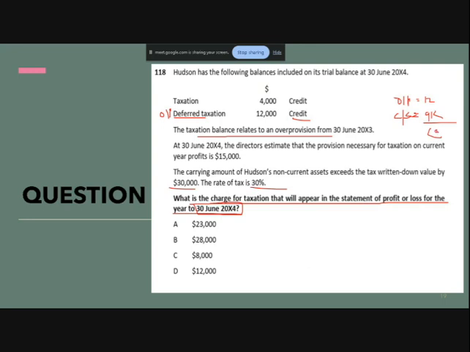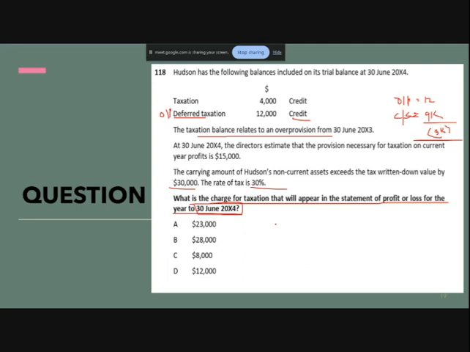Negative 3,000. Yeah, closing minus opening, right? So 9k minus 12k, you get negative 3,000. So now you have everything that you need. You have the current year estimate, you have the under or over provision, and you have this movement in deferred tax. Just directly put it in the equation.